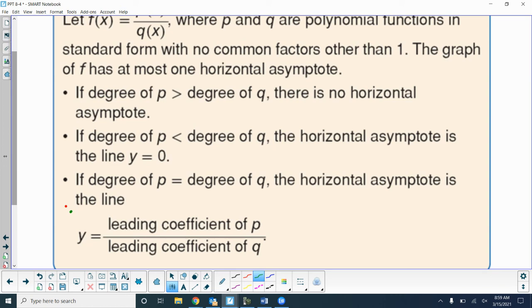And then if they're the same, like we've had a couple today, it's the leading coefficient at the top divided by the leading coefficient at the bottom. The 2 that we did were both 1s, so it was just 1 divided by 1. It's always y equals for horizontal asymptote. Vertical asymptote is x equals. Again, for the zeros, it's whatever makes the top 0.